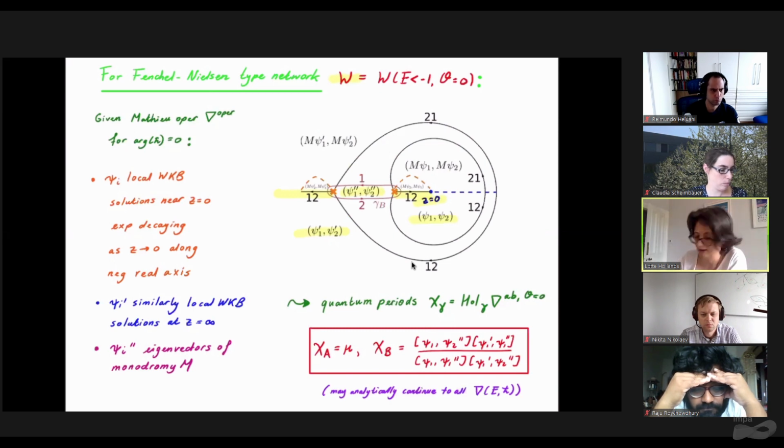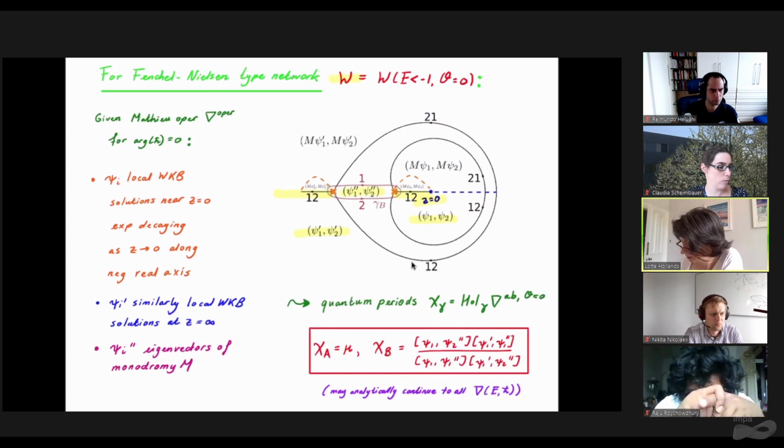So the claim is that if you choose the basis of sections as in this figure, then that will provide you an abelianization. And that defines a C star connection on the spectral cover. And then we can read off the exact quantum periods just as the holonomies of the resulting C star connection. So in this example, you can really compute that through.